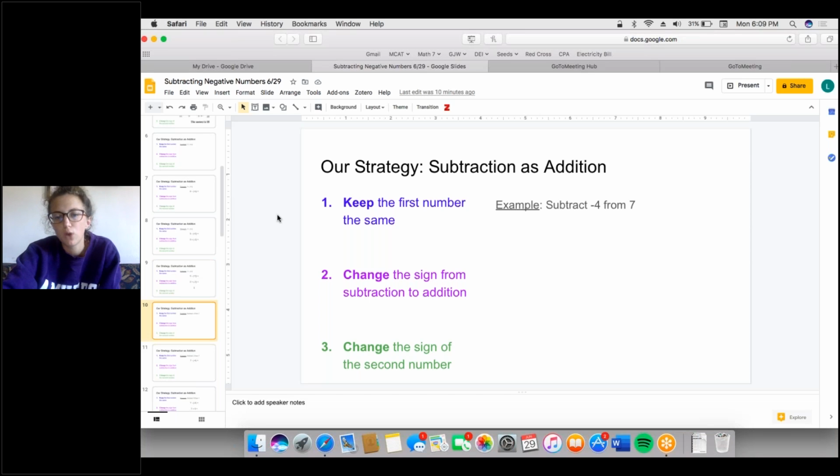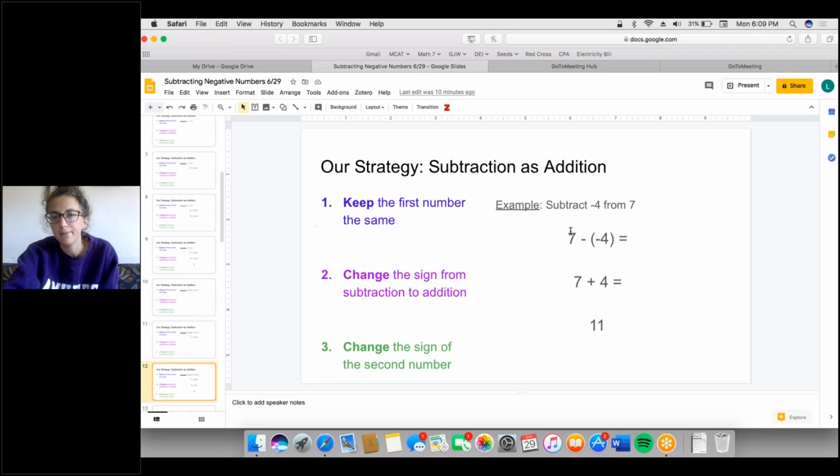So in this problem, it asks us to subtract negative 4 from 7. This means I'm going to start at 7 and I will subtract -4. I see a subtraction problem, so I can change it to an addition problem.